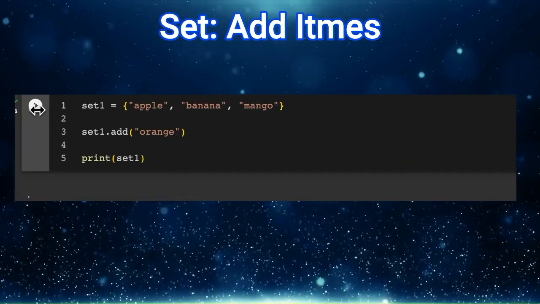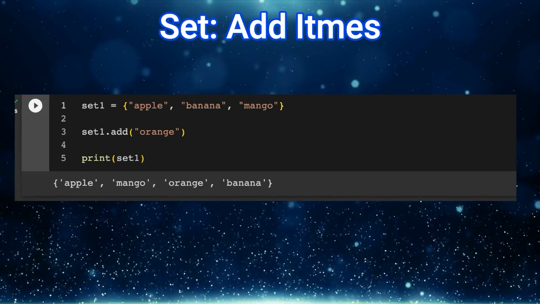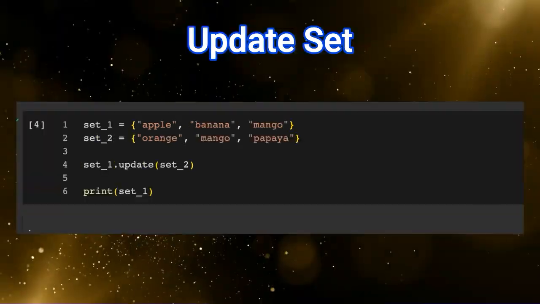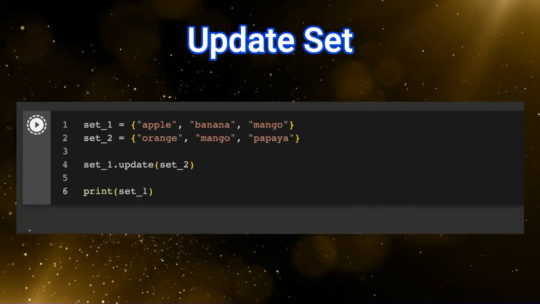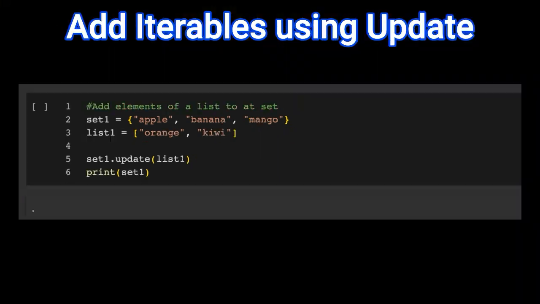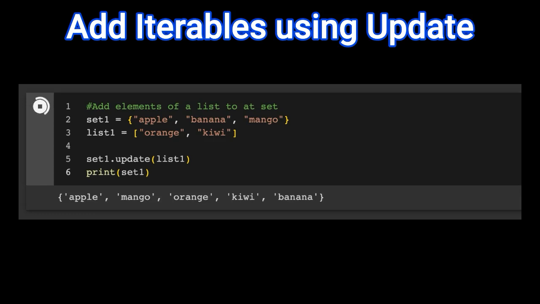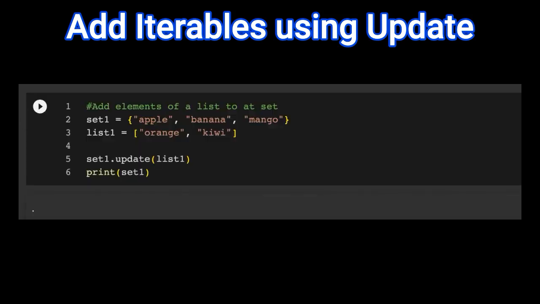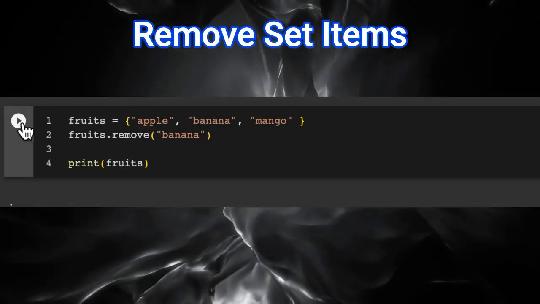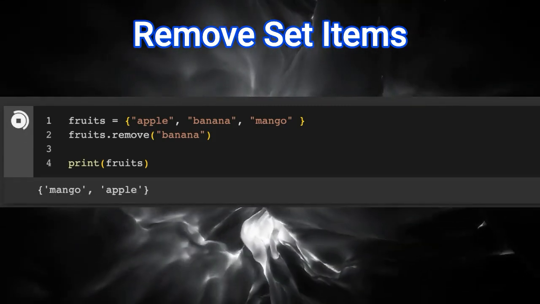You cannot alter the set itself, however, you can add new items to a set using the add method. The update method can be used to add items from another set into a given set. The update method can be used to add items in a given set from any iterable such as tuples, lists, and dictionaries, etc.